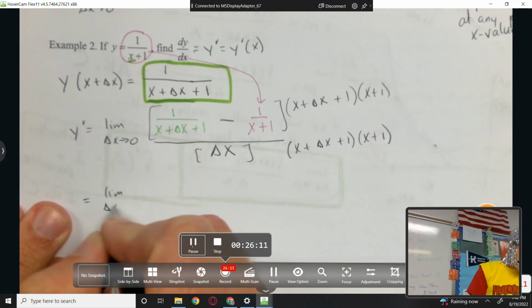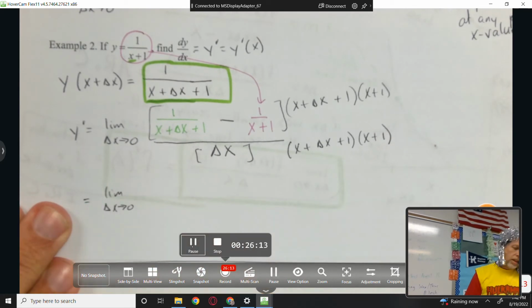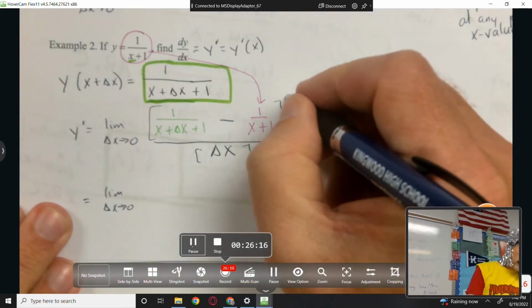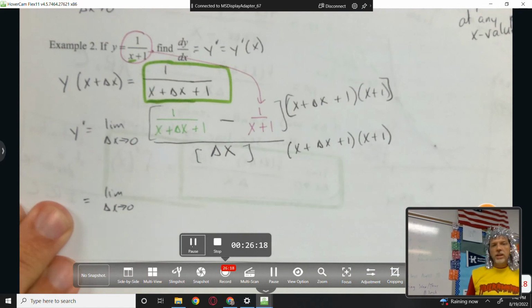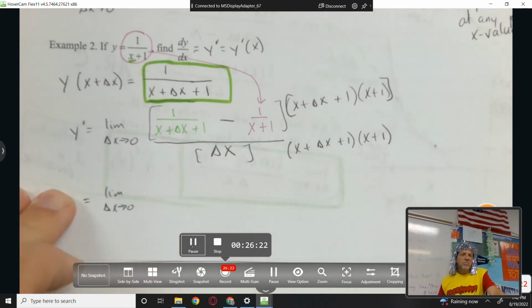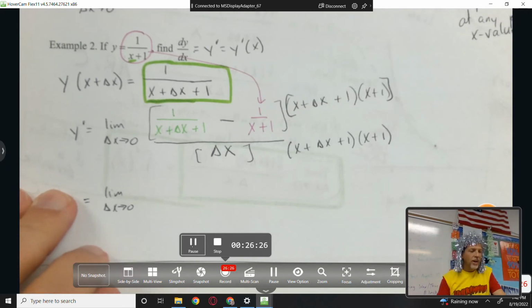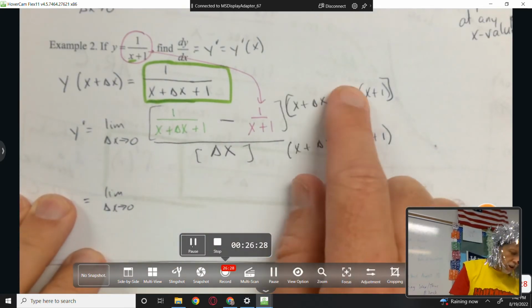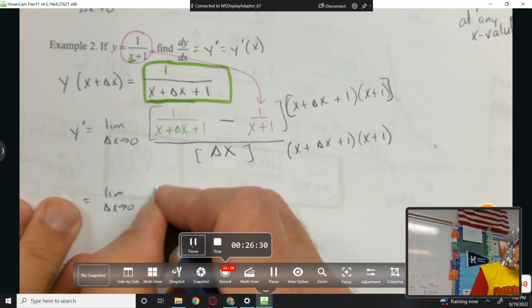Limit as delta x goes to 0. So if I distribute this whole chunk of two denominators to this first term, it looks awful, but the worst offenders cancel out, right? All of that cancels with all of that, and we're left with x plus 1.